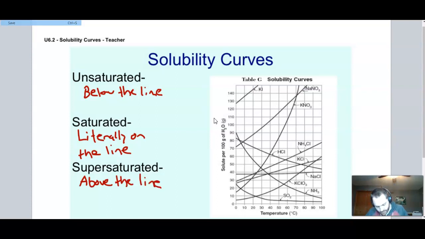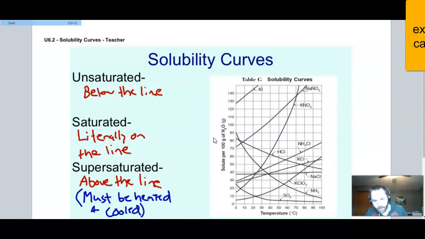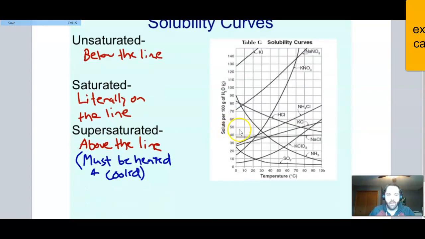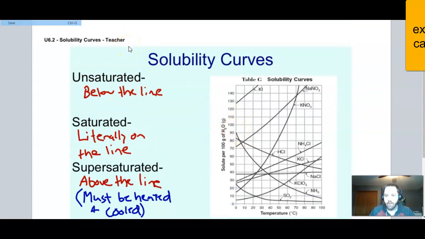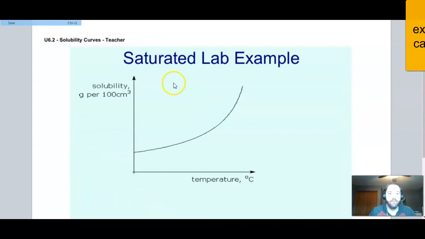And then again, I'm always going to add in this caveat with supersaturated: it must be heated and cooled. I can't stress that enough. Heating it will actually a lot of times keep something saturated, which might seem weird right now, but just bear with me. So it must be heated and cooled. I can't stress that enough. And so again, we'll start to talk about what that means. And I'm actually going to use the saturation lab that you did or that you saw, typically with sodium thiosulfate. And we're going to talk about that here on this slide.